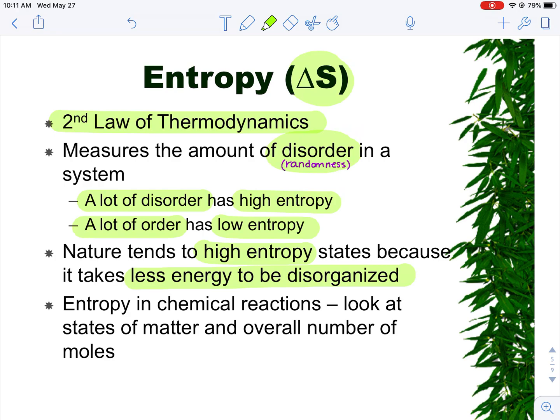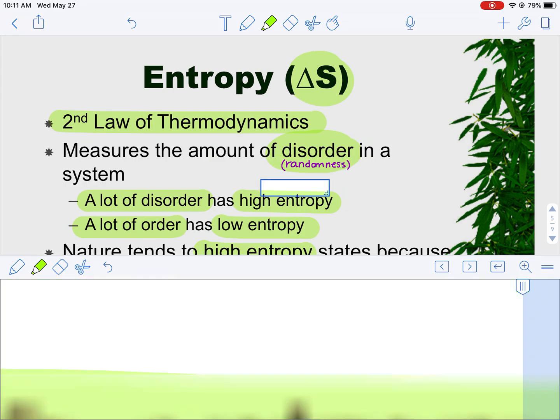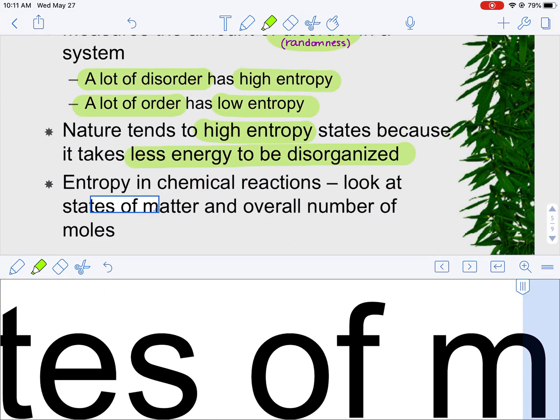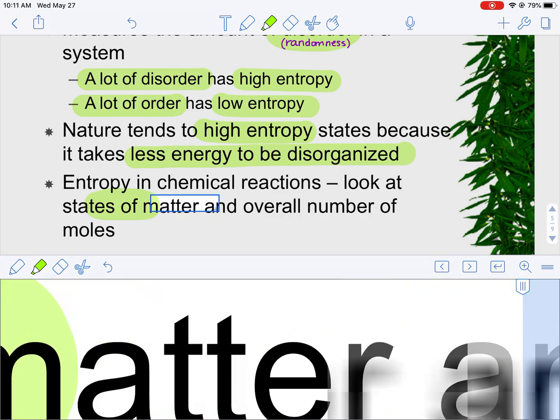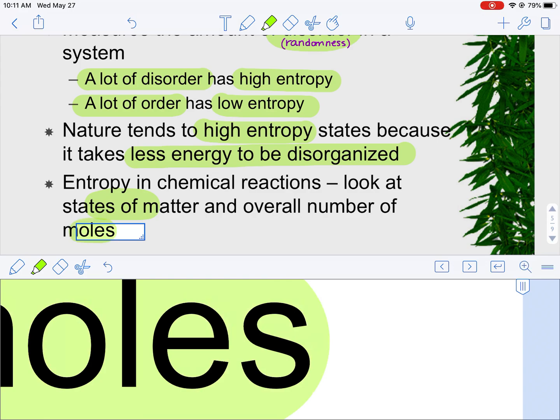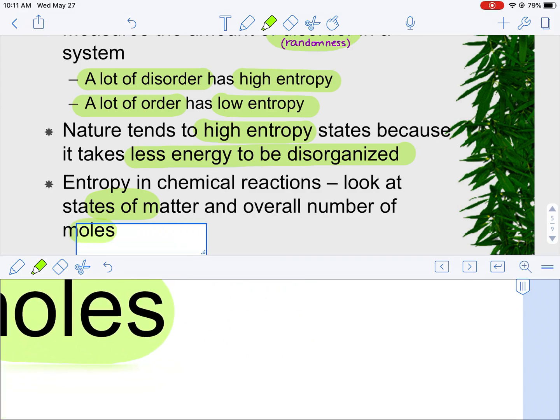When you're looking at the entropy in chemical reactions, because remember, we're trying not to talk about the energy aspect right now. Talking about entropy and enthalpy simultaneously is where Gibbs will come into play, but let's just focus on entropy. When you're dealing with them in chemical reactions, you're going to have to look at the state of matter. States of matter. Do that first. That's going to be your priority. And then, after all of your states of matter are the same, you're going to have to look at your overall number of moles. Here's what I mean.